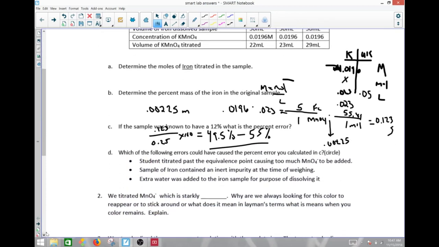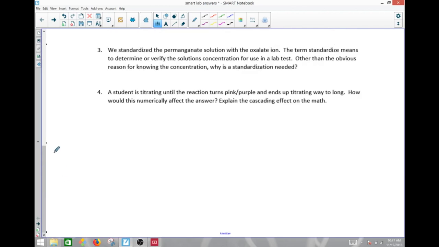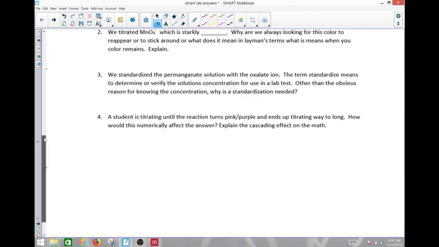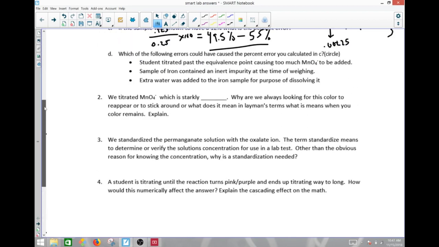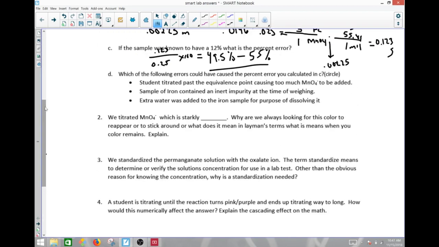The last one here, again, this is a required question. Which of the following errors could have caused your percent error you circled in letter C? They're saying the known is said to have 12%. What's your percent error? Let's do this. And I have 55% here.